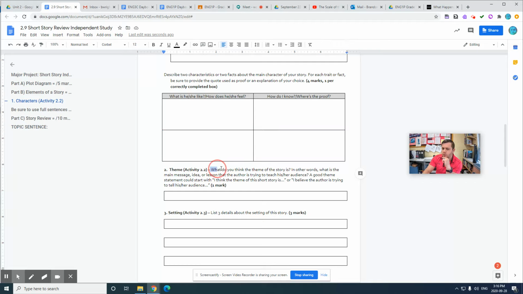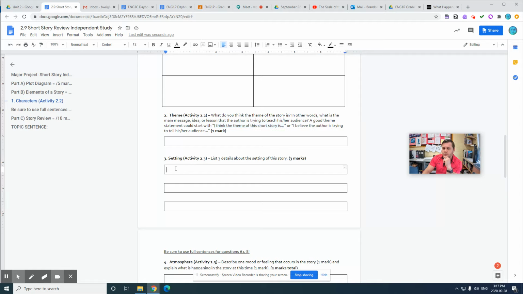Next, I want you to tell me what you think the theme of the story is. In other words, what is the main idea, message, or lesson the author is trying to teach his or her audience? I even give you a suggestion as to how to start that sentence: I think the theme of the story is. Then tell me what was the moral of the story.